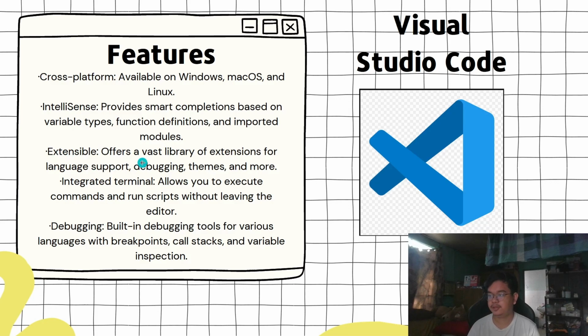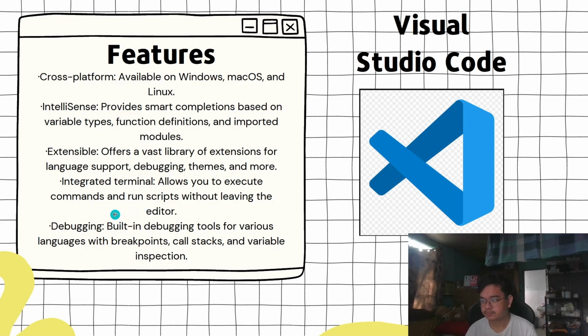Next is extensible. It offers a vast library of extensions for language support, debugging, themes, and more. Visual Studio Code is an IDE, but it requires extensions for the different types of programming language that you want to use. So it has different extensions that you can download, and language support as well. It's not just English that is being used by programmers. We also have different languages, as well as themes to make it easier on your eyes, as well as dark mode, light mode, as well as debugging integrated in Visual Studio Code.